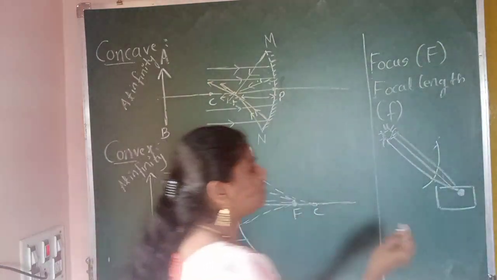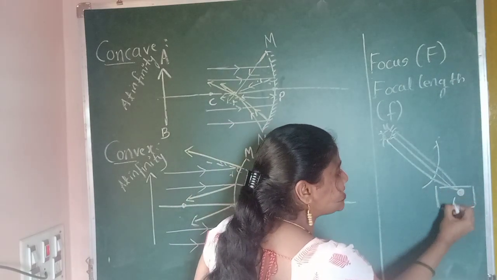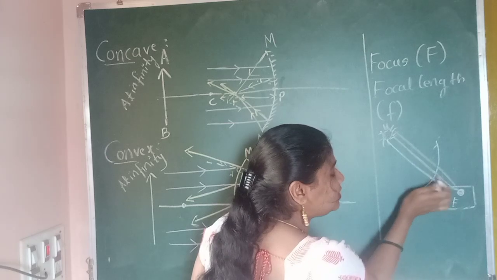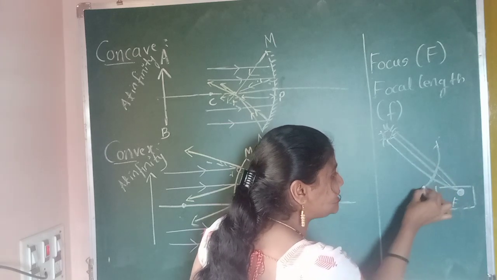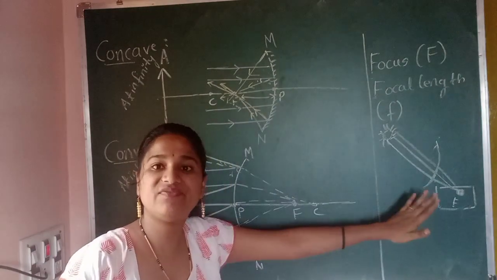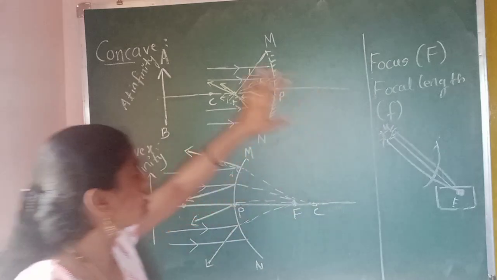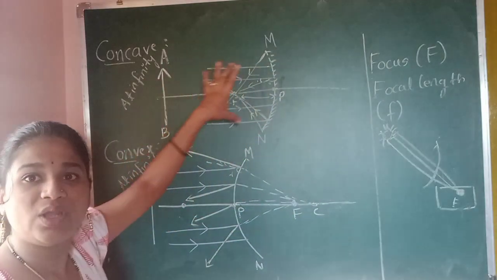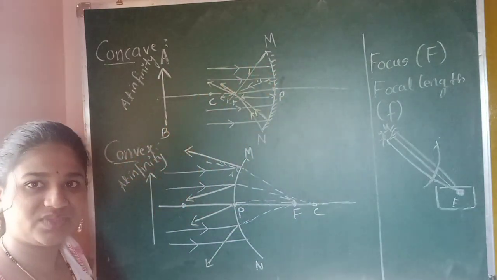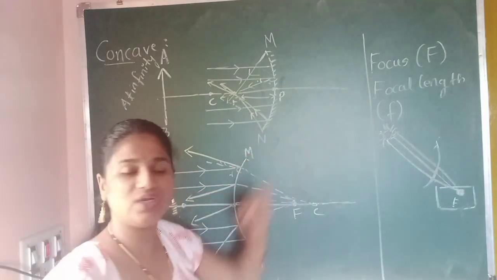Okay. So here, this image is there, no? This image is nothing but the focus. The distance between the lens and the focus gives you the focal length, or approximate focal length. So this is how we explain the ray diagram of the concave mirror. Here we have to mainly focus on two terms: focus and focal length.